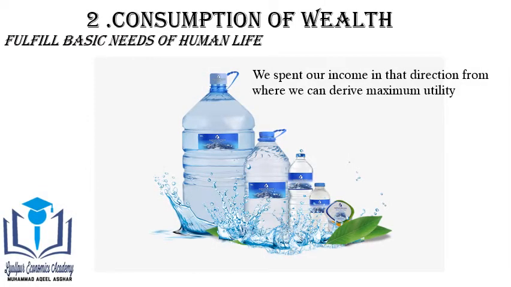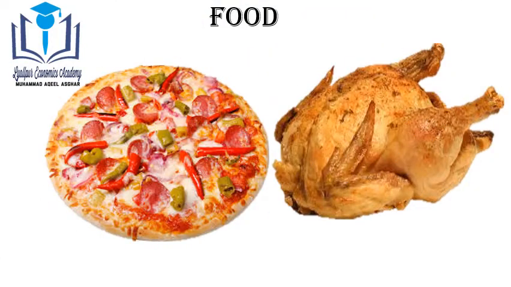Then the second topic, consumption of wealth. It fulfills the basic needs of human life. We spend our income in the direction from where we can derive maximum utility. Food is important for human life.